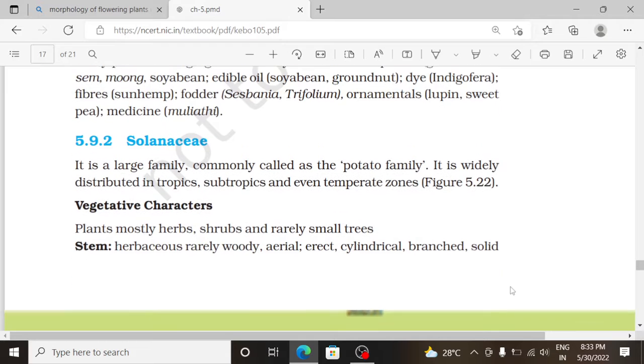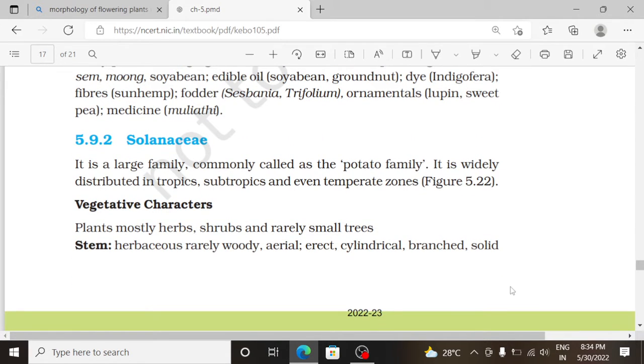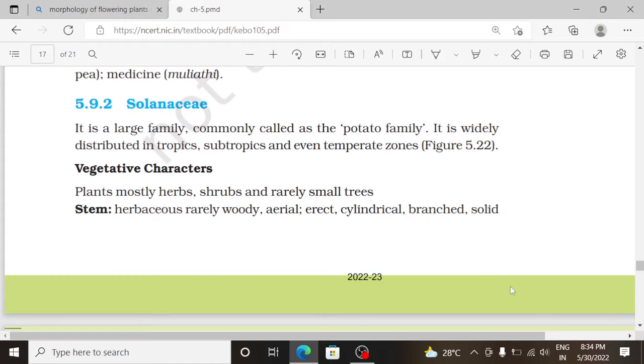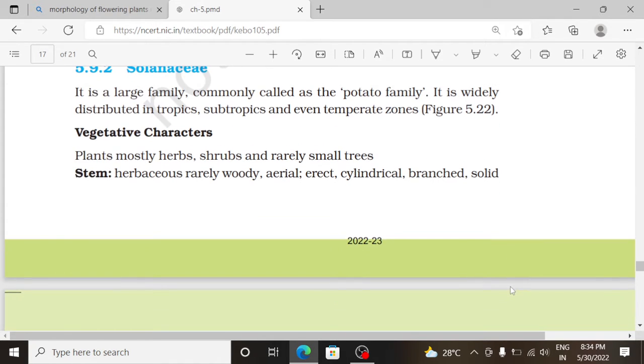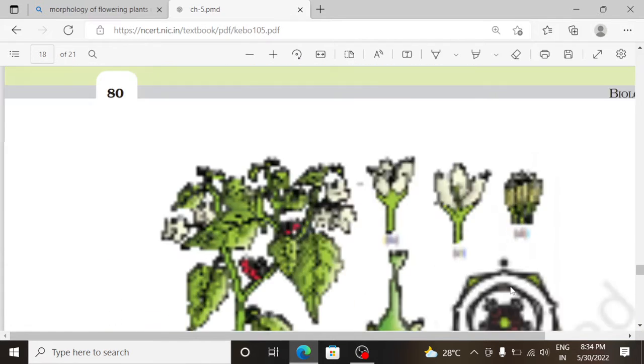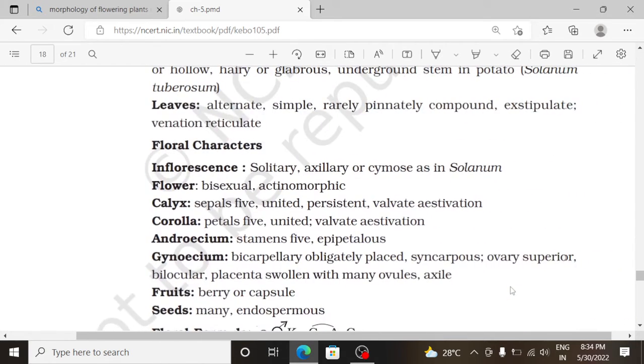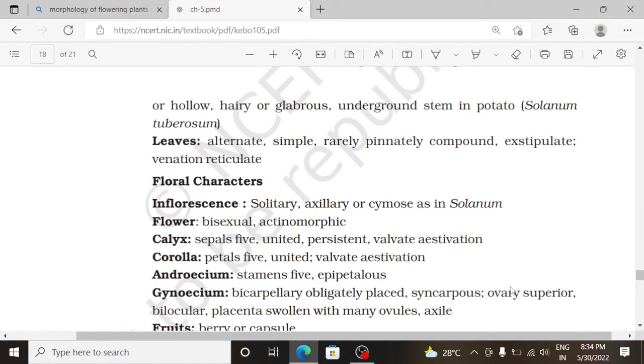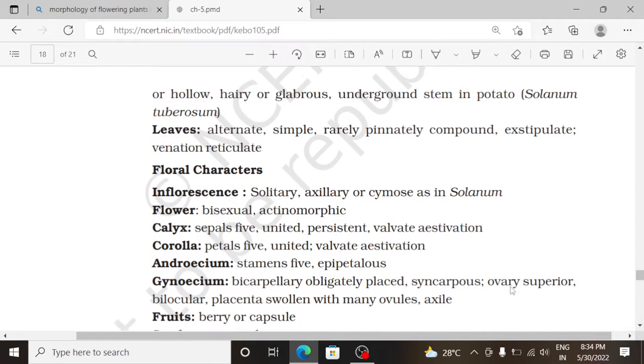Solanaceae. It is a large family commonly called the potato family. It is widely distributed in tropics, subtropics and even temperate zones. The vegetative characters: plants are mostly herbs, shrubs and rarely small trees. Stem is herbaceous, rarely woody, aerial, erect, cylindrical, branched and solid or hollow, hairy or glabrous. Underground stem is in potato, Solanum tuberosum. Leaves are alternate, simple, rarely pinnately compound, exstipulate, venation reticulate.